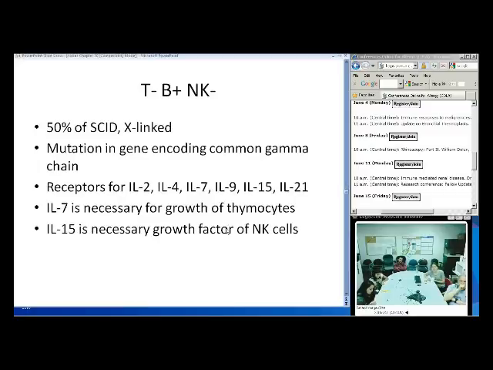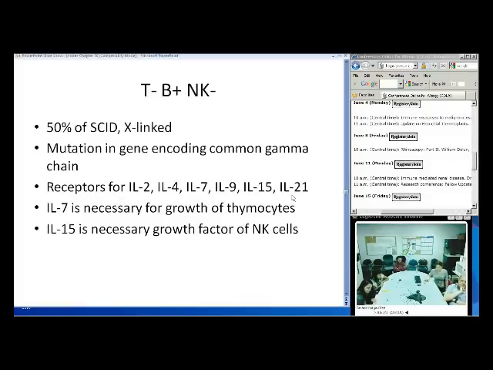Okay, so 50% of SCID is X-linked. It's T negative, B positive, NK negative. What's the main mutation? It's in the gene encoding the common gamma chain. The common gamma chain is on the cytokine receptors for IL-2, 4, 7, 9, 15, 21. I would commit these to memory: 2, 4, 7, 9, 15, 21.